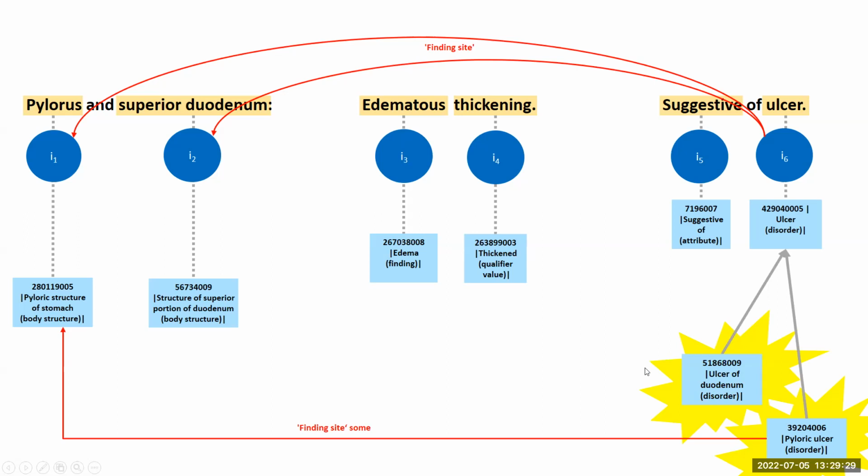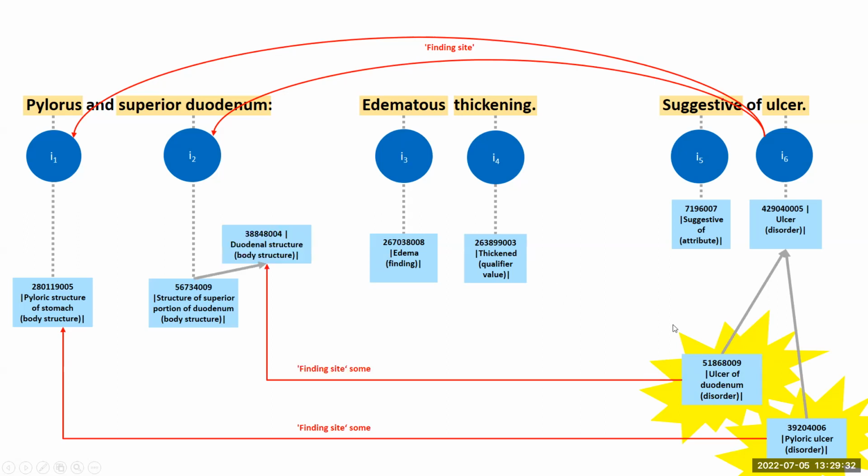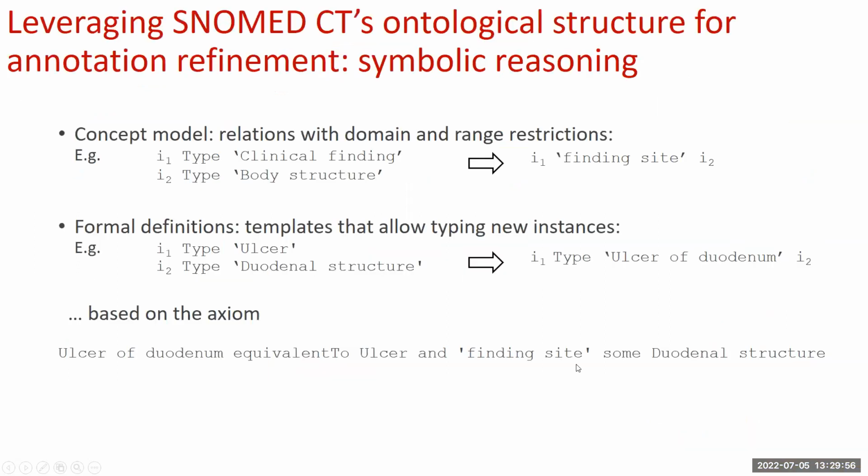The same, for instance, also for duodenum. Here we know from SNOMED that structure of superior portion of duodenum is a subclass of duodenal structure, and therefore, if it is of this type, it's also of that type. And then it also allows us to refine ulcer to ulcer of duodenum. And this is really something which still needs to be fully explored, namely SNOMED CT's ontological structure for what I call annotation refinement.